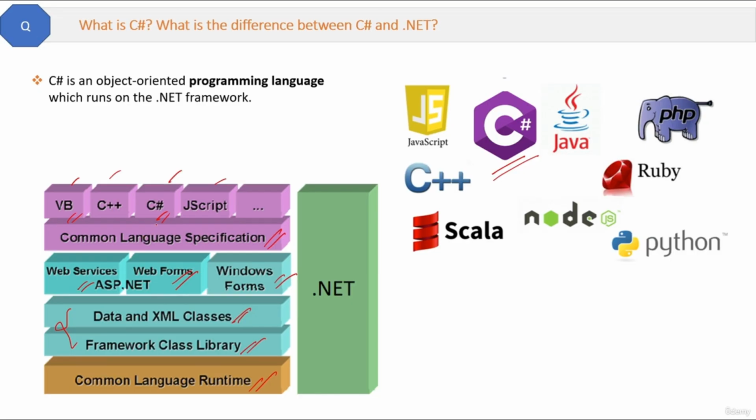And finally, at the top of the .NET framework, we have the programming languages supported by the .NET framework. It can be VB.NET, C++, C Sharp or JavaScript. Now you know C Sharp is just a programming language, whereas .NET is a framework for building and running software and applications. Hope the difference between them is now clear to you.